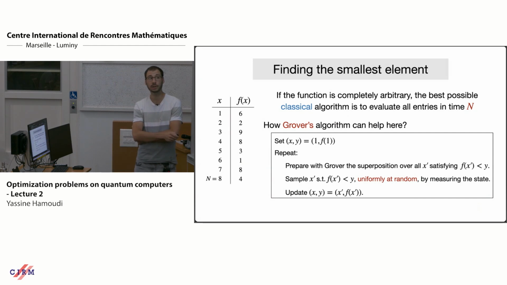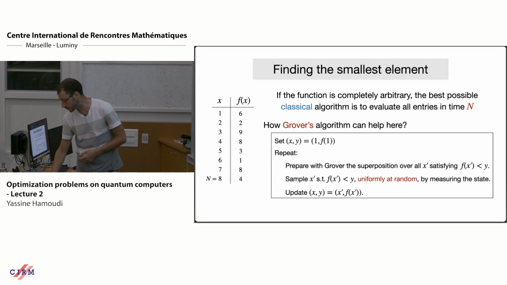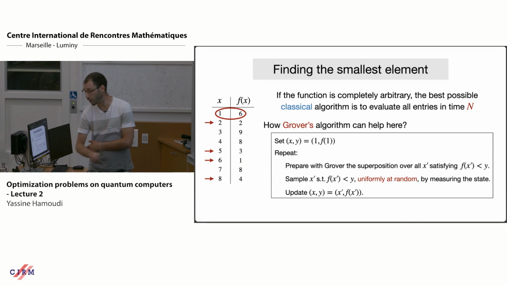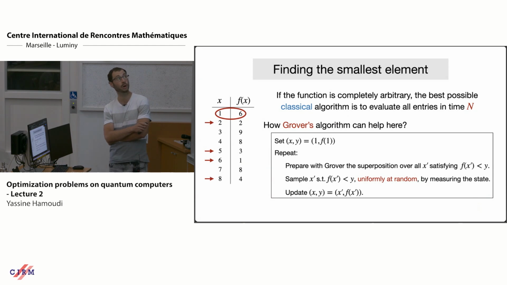Okay, and now using Grover, you can prepare a superposition over all such solutions. And by measuring the state, you would obtain something which is smaller than y and sampled uniformly at random. Now you can convince yourself, so let's see an example. So you start with this value, and Grover will prepare you a superposition over all the smaller elements. Okay, and then when you measure, you will get one of them at random.